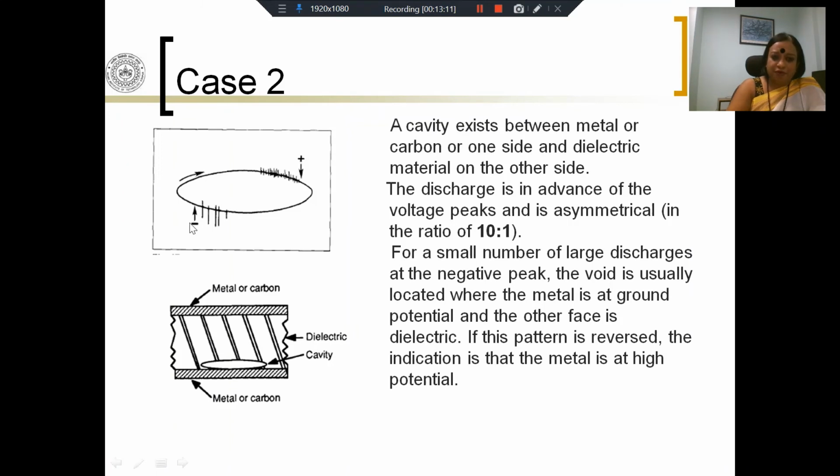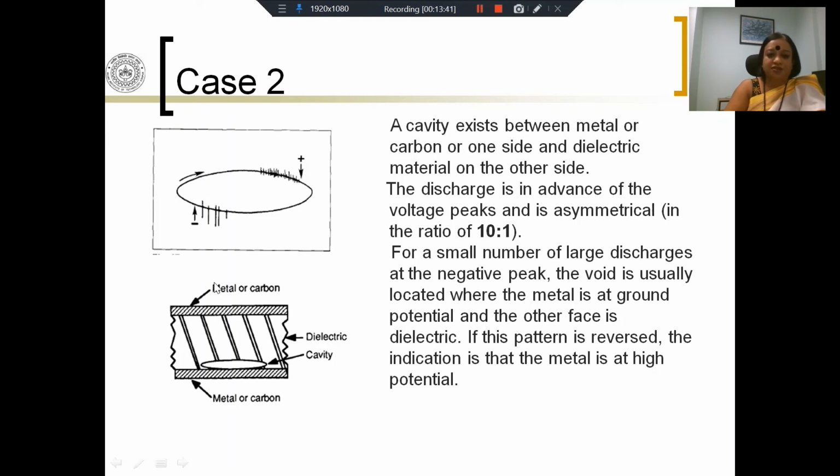But then if you have something like this, it is very drastically different from the previous signature. Here you have discharges in advance of the voltage peaks, and these are asymmetrical. They are in the ratio of 10:1. They're nowhere close, not even like 3:1. They are very different, at least in the ratio of 10:1. Also, you see that there are a smaller number of large discharges at the negative peak, and a larger number of discharges on the positive peak.